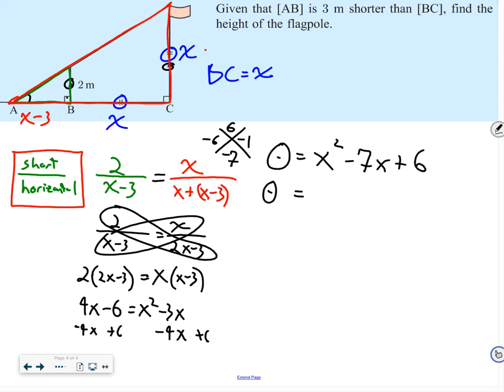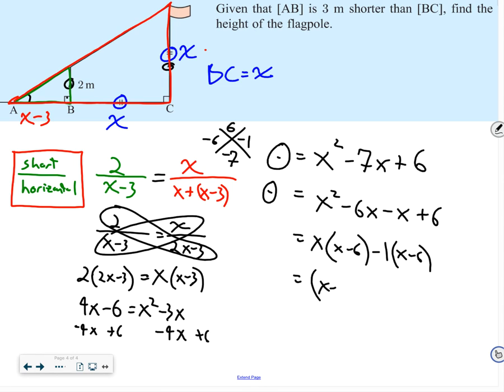And multiply to 6 and add to negative 7, so I get x squared minus 6x minus x plus 6. Factor out an x, and I get x minus 6 minus 1. I get x minus 6. So I get the two factors, x minus 6 times the quantity x minus 1. This is equal to 0. Null factor property, I get that x is equal to 6 or x is equal to 1.